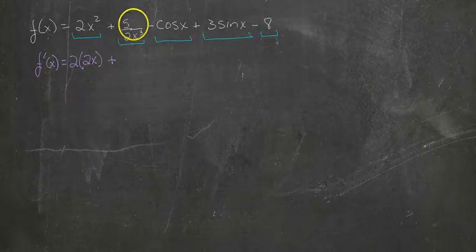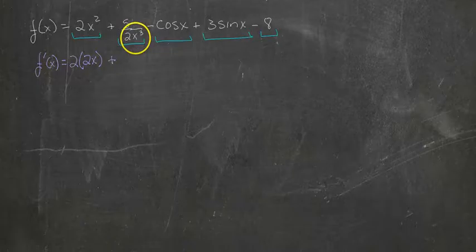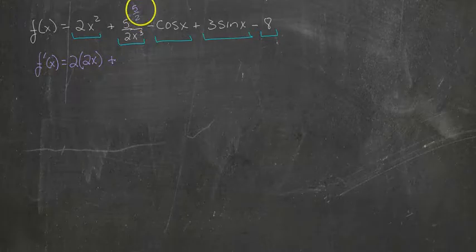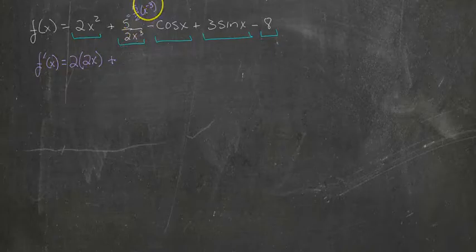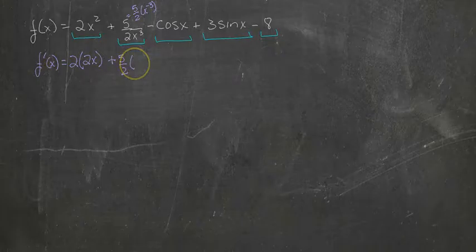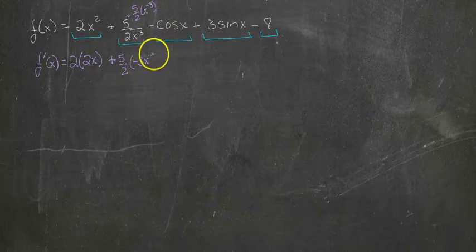Plus, well, this one I want to rewrite. I don't like 5 over 2x cubed. So I'm just going to rewrite this as 5 halves times x to the -3. So I've pulled the 5 halves out front to make it a constant multiple, and then I brought the x cubed into the numerator so it has a -3 power. So now constant multiple rule, and then the derivative of x to the -3 is just -3 x to the -3 minus 1 is -4.